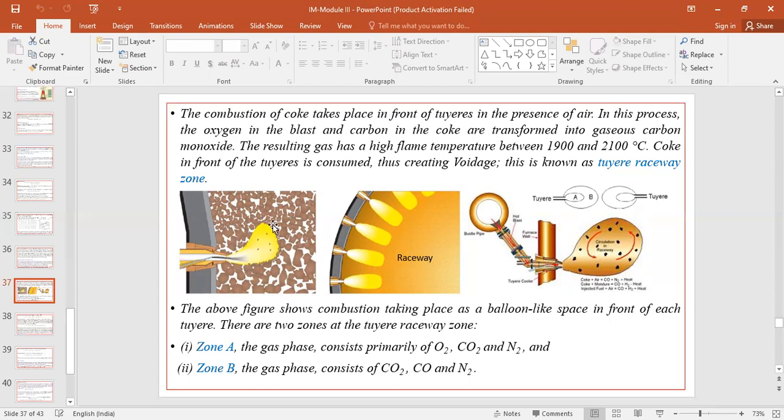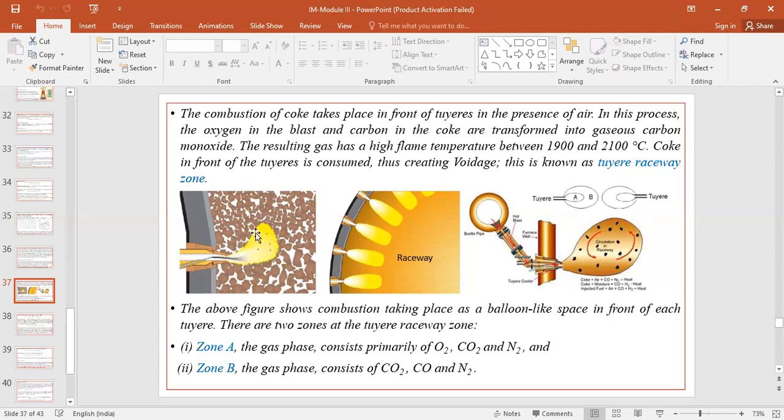This kind of reaction basically takes place in the raceway, and the reducing gas, whatever is formed, will travel upwards. These tuyeres are projected a little bit upwards so that there is an easy provision for these reducing gases to travel in the upward direction.